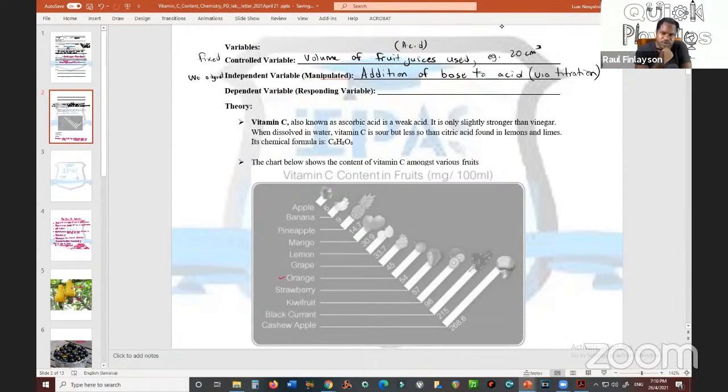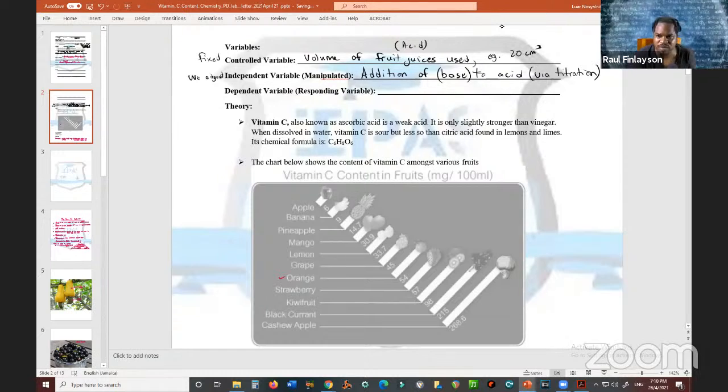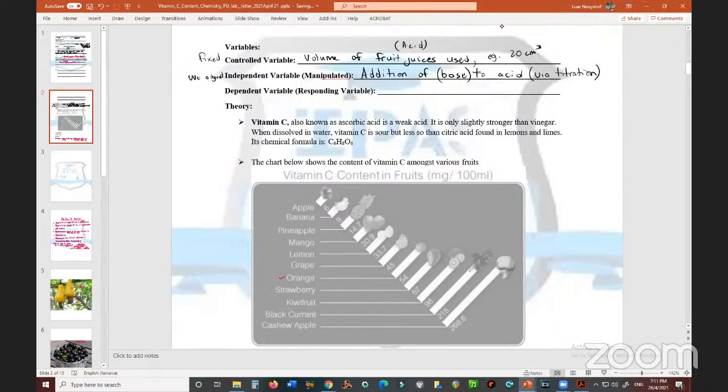Responding now. After you adjust that, something will respond. Can anybody figure out what will respond when we add a base to acid? What are some of the things that will change about the acid? From today's class, you should tell me one thing, because acids and bases are measured on a scale. What is the name of that scale? The pH scale, sir.